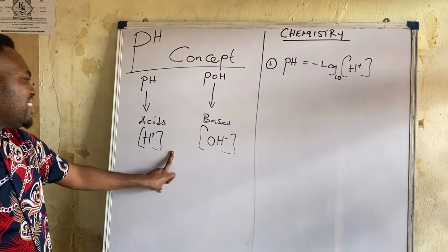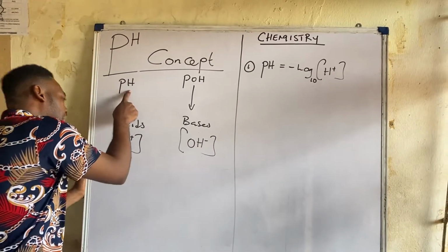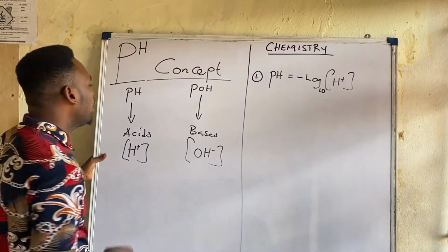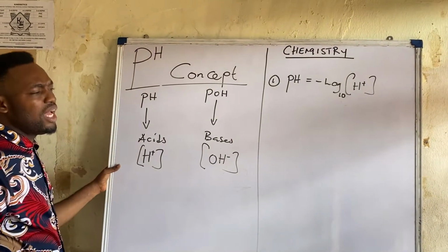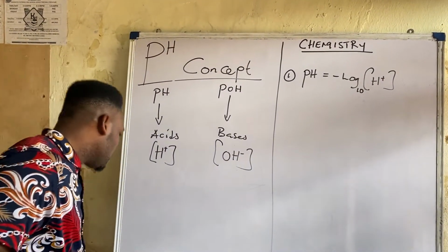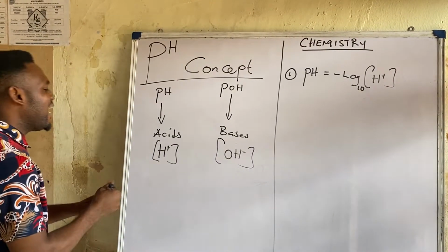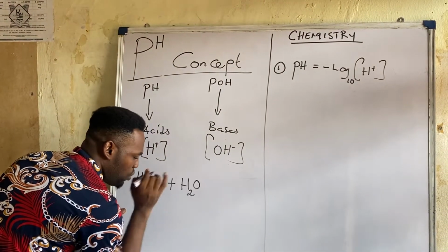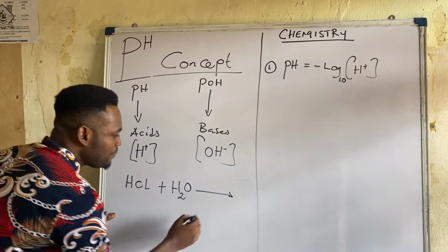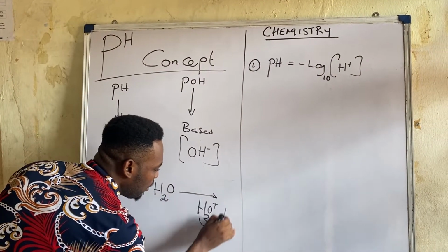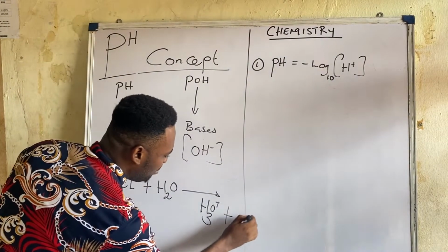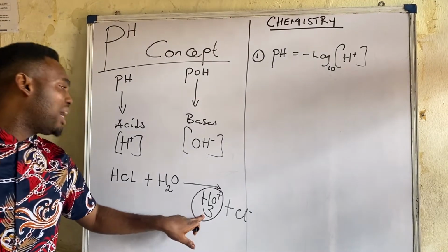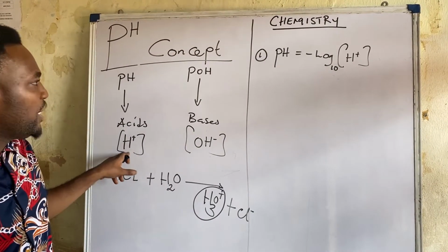It is important to state that for pH, according to Arrhenius theory, when an acid dissolves or dissociates in water, we get hydrogen ion as the only positive ion. It is also important to state that according to Arrhenius theory, I can react this acid with water. When this acid dissolves in water, I am going to get H3O plus and Cl minus. Meaning that, look at this now. This is the hydronium ion.